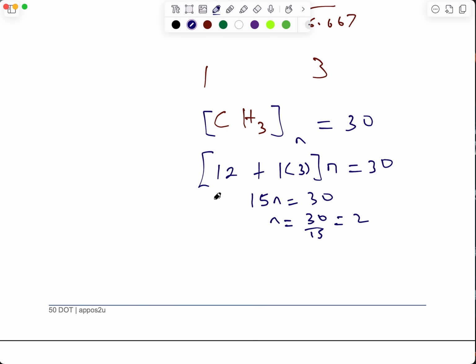So what does that imply? That implies that I'm going to have CH3, then there's going to be 2 outside. So the 2 can go inside and multiply each of the atoms. So carbon will now be 2, C2, hydrogen will now be what? 6, 2 times 3, and that is C2H6. And that is going to be the molecular formula of that compound. So now you know how we move from empirical formula to molecular formula.